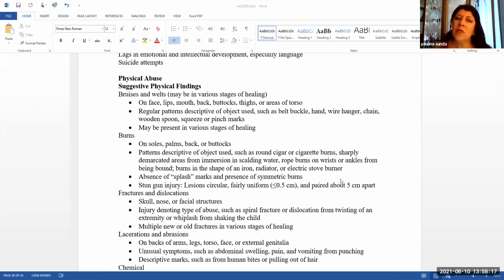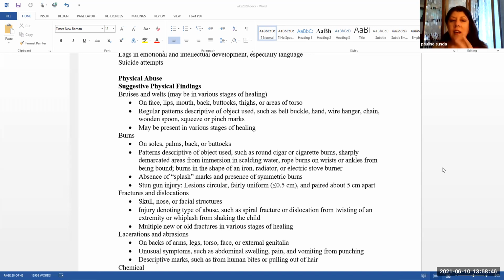So here you could see bruises and welts. They might be in various stages of healing, so they could be anywhere in the body. And please note if they have a regular pattern. Does it look like a belt buckle, a hand, a wire hanger, or pinch marks, burns? Here you can see these on the soles or the palms, the backs, or the buttocks.